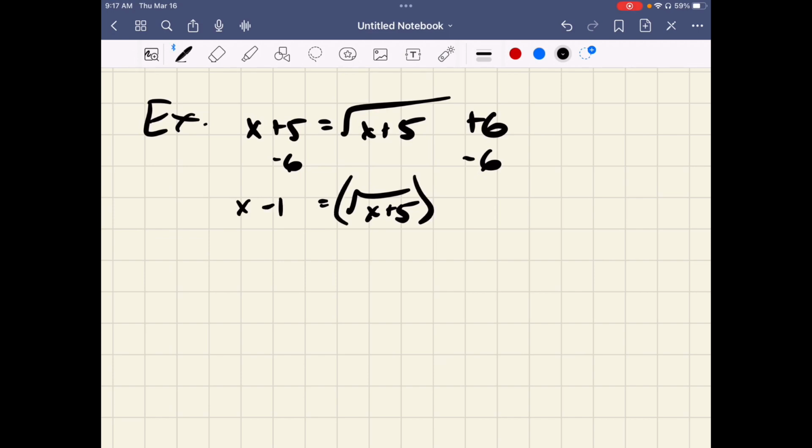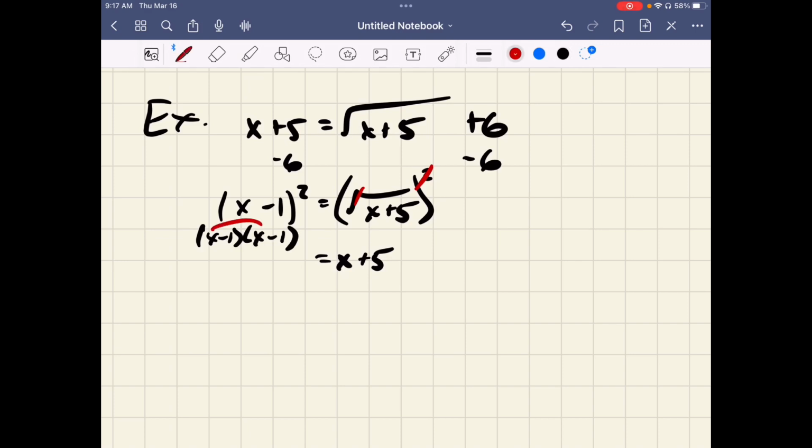Now, since the entire right side is under a radical, I can square it so that those two operations will undo each other. And I have to square this one, get x plus 5. Be careful here not to just distribute that squared, because that's not how we do it. We have to take that binomial and square it like this.